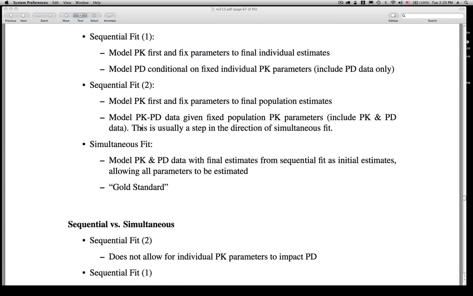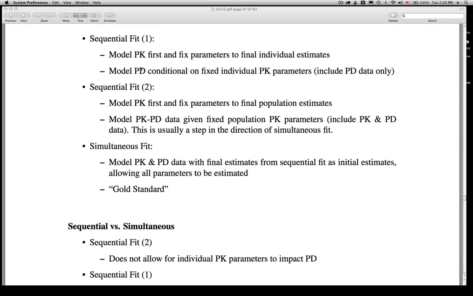In that case, I would suggest using sequential fit 1, where you can propagate that individual specific PK information into the determination of the PD parameters. So that's one reason why you might not want to use a simultaneous fit.